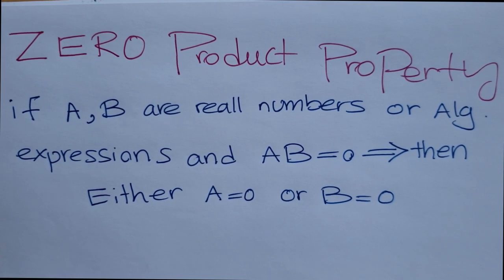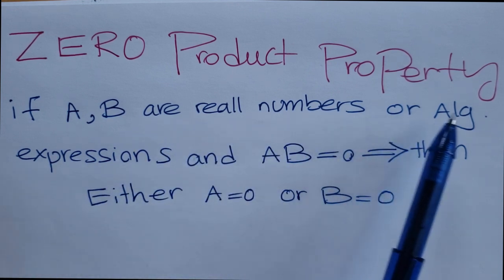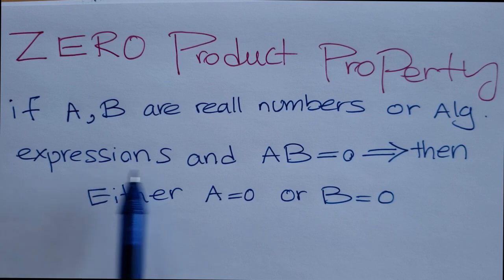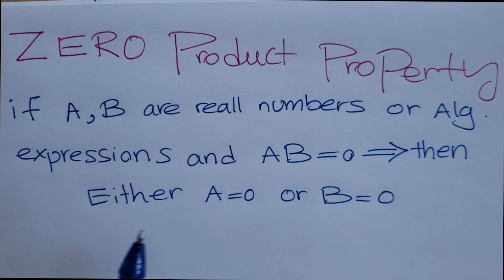Okay, so now let's talk about the zero product property. I mentioned this a few minutes ago in this video, but I'm going to emphasize it again. Let's say a and b are real numbers, or any algebraic expressions, and a multiplied by b is equal to 0. Then we can conclude that either a is 0 or b is 0.